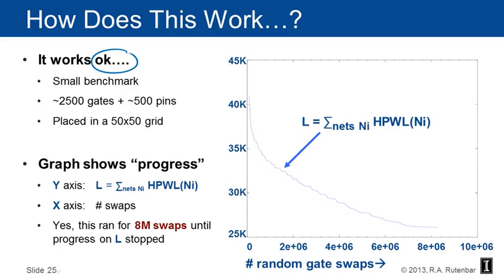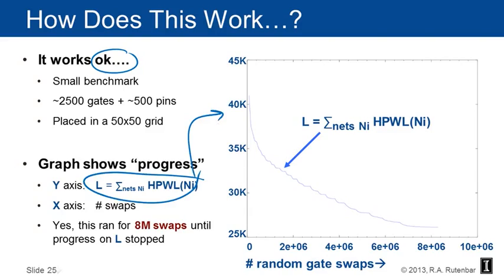This is a small benchmark. It's about 2,500 gates and 5,000 pins. It's being placed in a 50 by 50 grid. The graph shows progress. So the horizontal axis goes from 0 to 10E6, which means 10 million swaps. And it's labeled 0, 2 million, 4 million, 6 million, and 8 million. The vertical axis is the sum of the half perimeter wire lengths. So that's actually the thing we're optimizing.